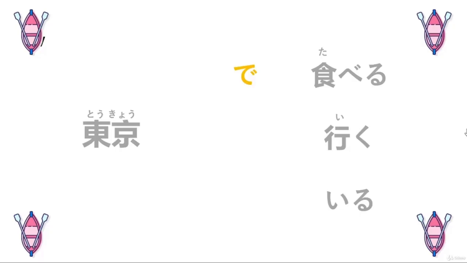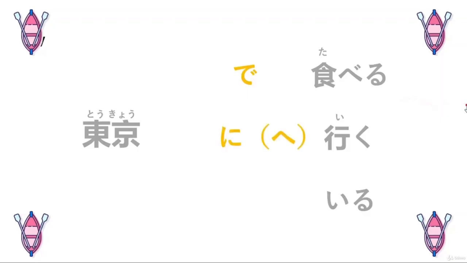Tokyo de taberu. So we have taberu, to eat, and Tokyo. If we write particle de, it means that we are already in Tokyo and we are eating there. So where are we eating? We are eating in Tokyo.